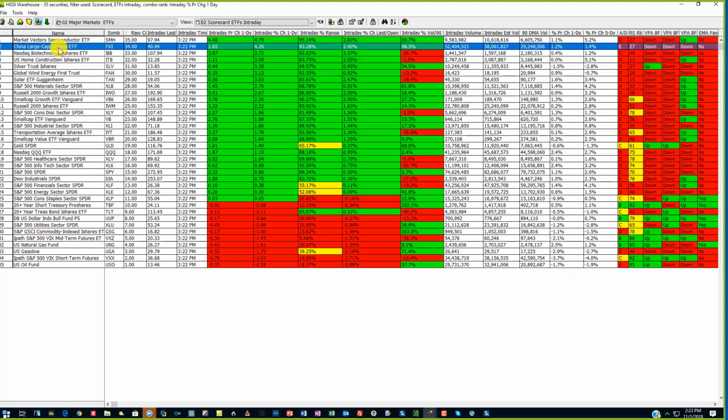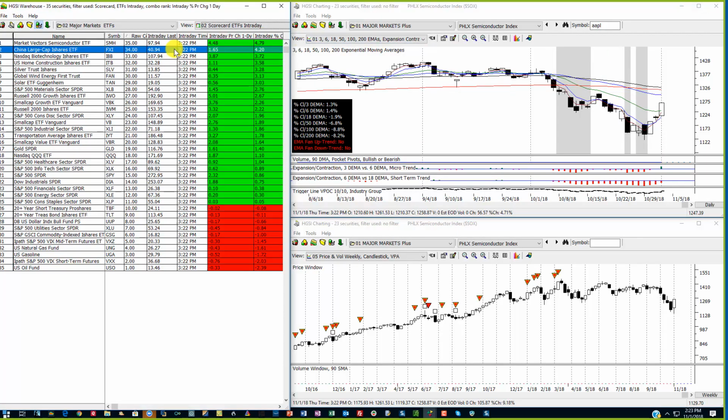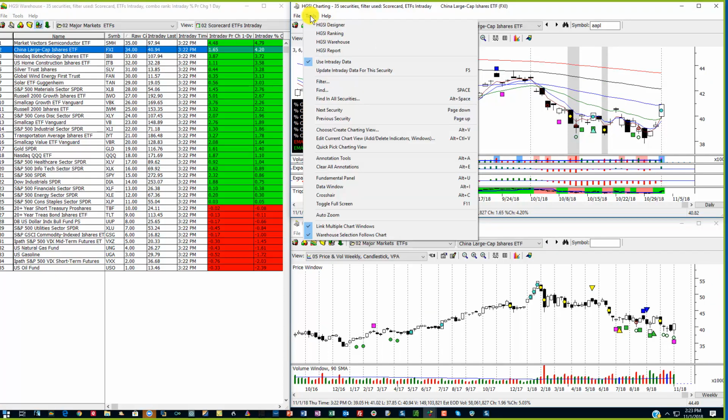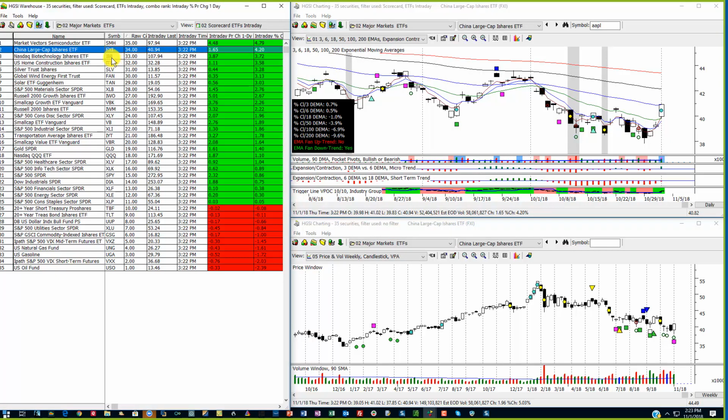So look what's number 2, the China large cap ETFs. If you look over here, you'll see that these trends are all down on this ETF and the distribution level is E. I'm going to minimize this and bring this chart up. I have these charts linked together. If you don't know how to do that, go under Tools and select Link Multiple Chart Windows, and Warehouse Selection follows Charts. So whenever I click on one of these charts over here in the warehouse, it's going to update both the daily and the weekly charts. So China is coming on.